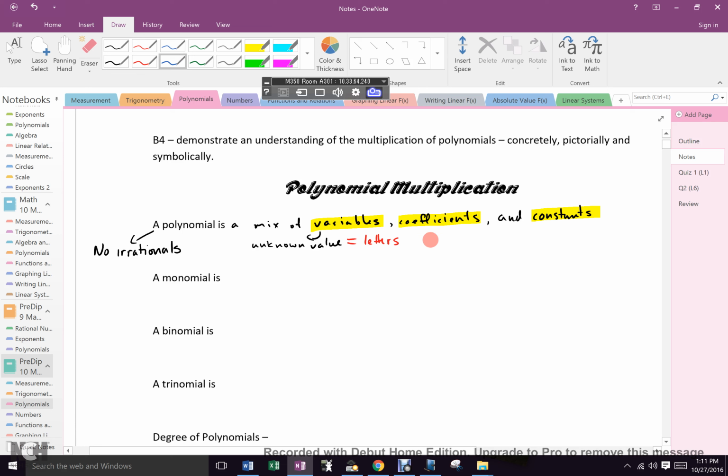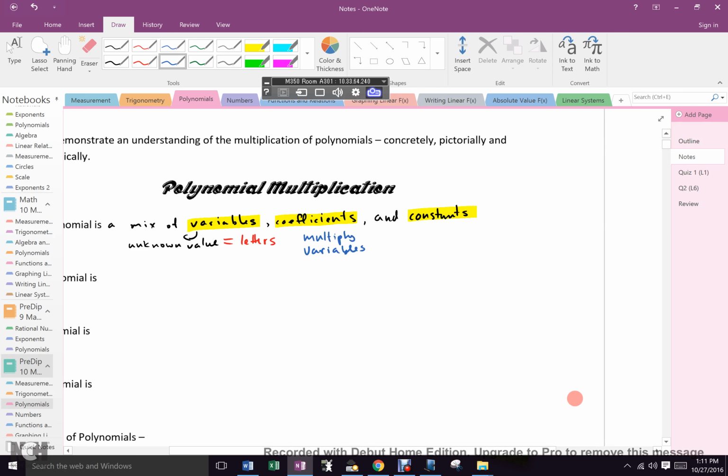Coefficients are, Manroop, what are they? Yeah, what do they do to the variable? Multiply. Excellent. Coefficients multiply the variables. Now, I just want to remind you, is x over 2 a coefficient? Don't write it down. Is that a coefficient? No. Is that a coefficient?